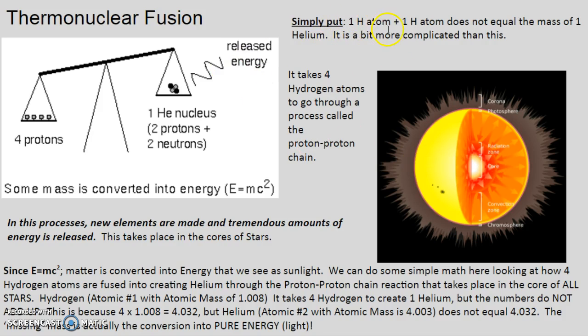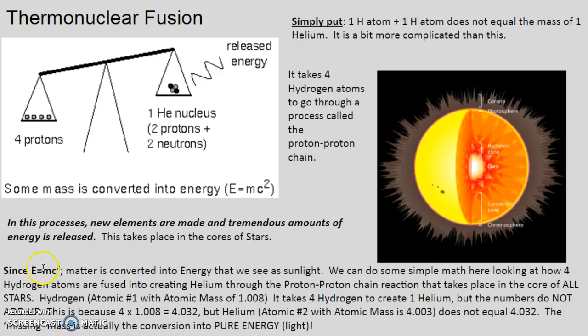And we're going to be looking at what's called thermonuclear fusion. How hydrogen and hydrogen are, let's just say, heated and compressed together, and they begin to form new elements. But it's not just one hydrogen, it's actually more complicated than that. It takes 4 hydrogen atoms to go through a process called the proton-proton chain. In this process, new elements are made, and a tremendous amount of energy is released. This takes place in the core of all stars.